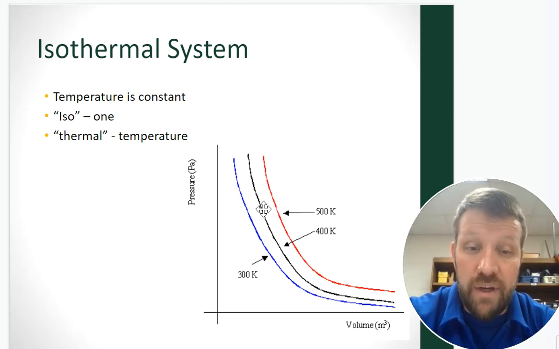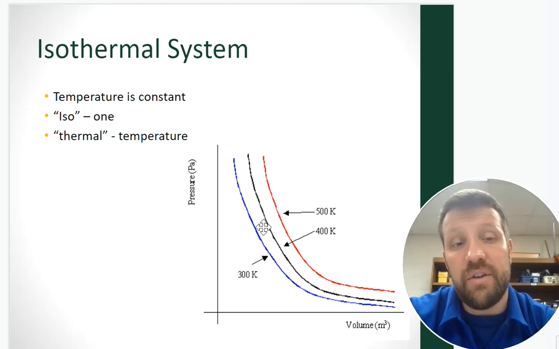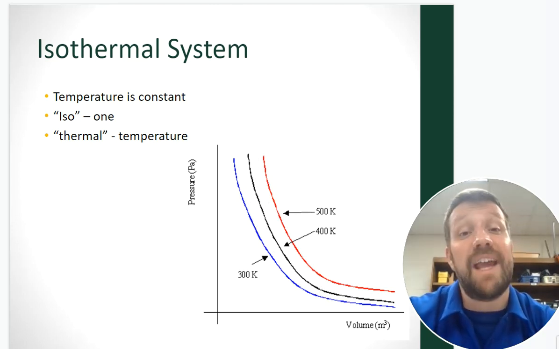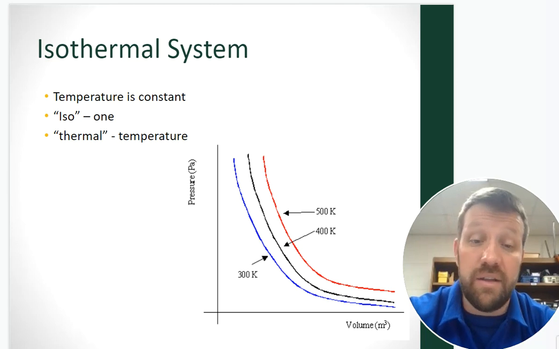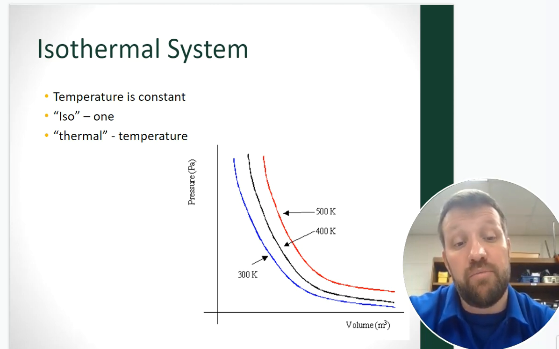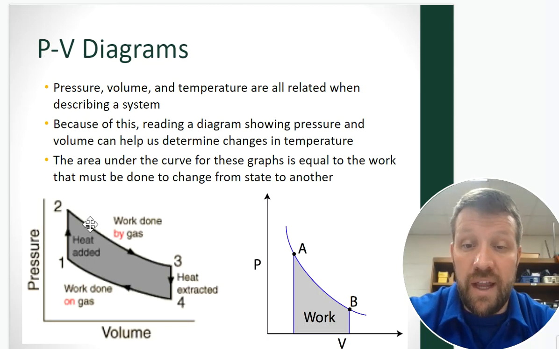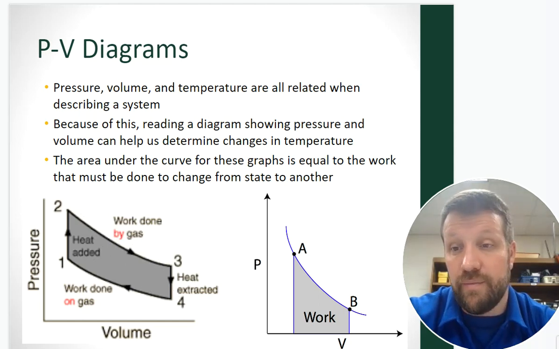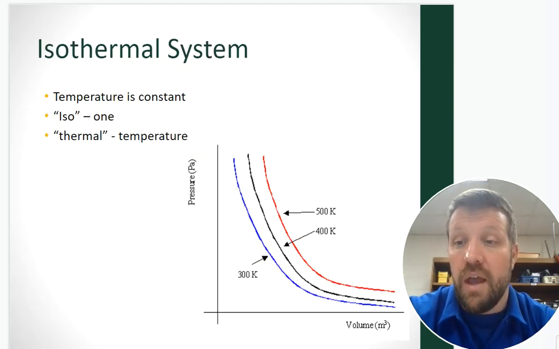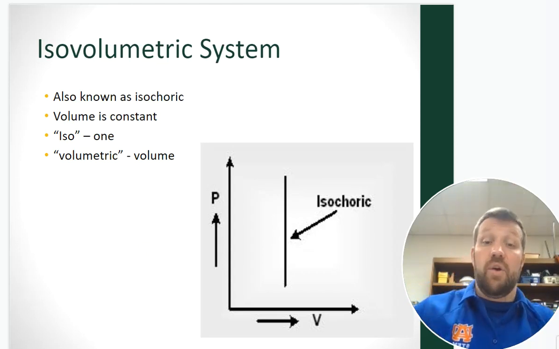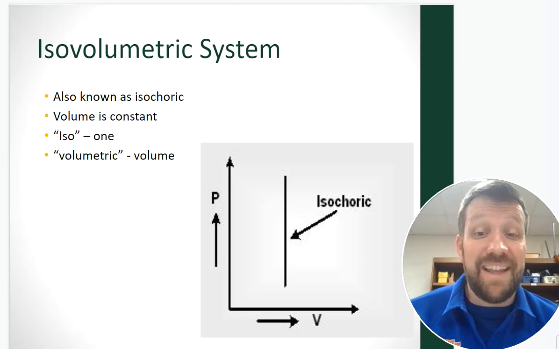And at 400 Kelvin, it would follow this black line. And at 300 Kelvin, it would follow this blue line. So all this is saying is, given the same temperature and the temperature being constant, we see the relationship then between pressure and volume. Okay? And we are essentially looking at this top and potentially bottom curve and seeing how those change in these systems. Okay? An isovolumetric system is basically saying, again, iso, one, and volumetric staying the same then.